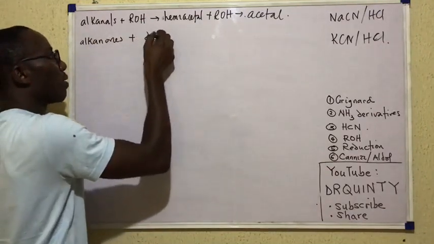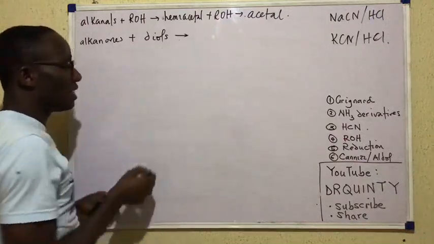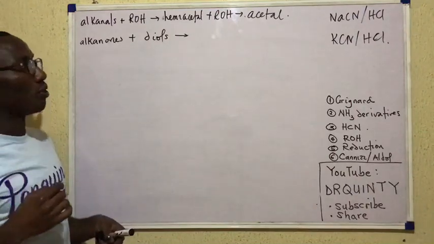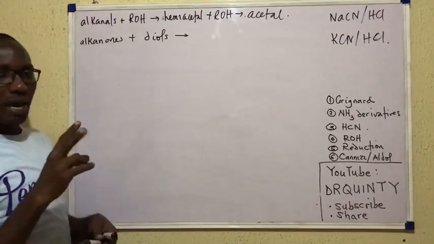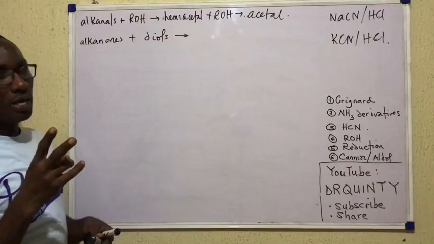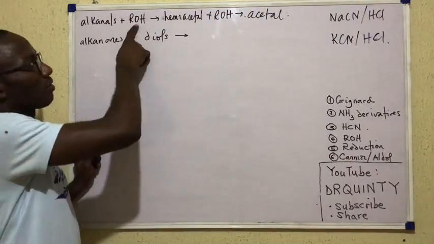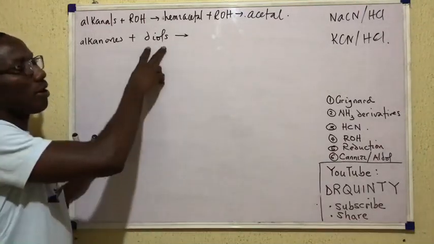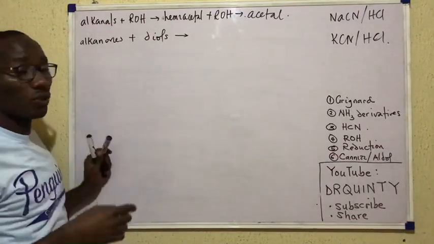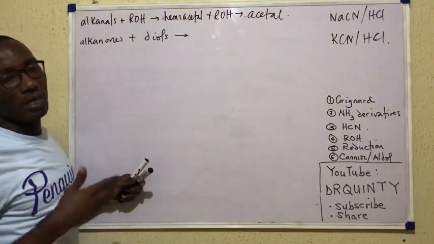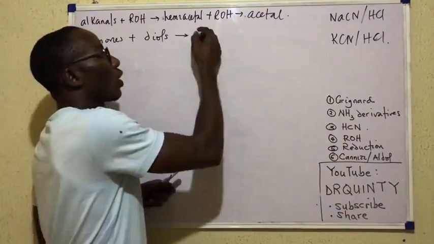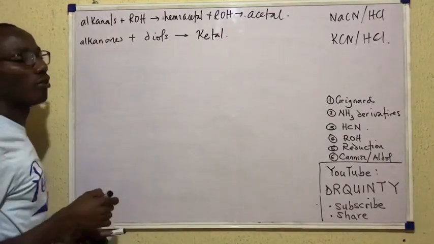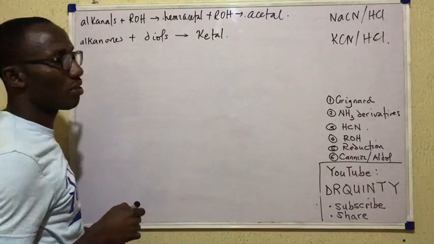commonly, they can combine with diols. A diol is a dihydric alcohol according to our alcohols 1 video. And these diols have 2 OH groups in their formula. It means therefore that unlike alkanals that will take OH from 2 separate molecules of alcohols, the diol supplies 2 moles of alcohols to an alkanone so that the alkanone can directly be changed into what we call a ketal. So ketal is the final product of alkanones reacting with diols.